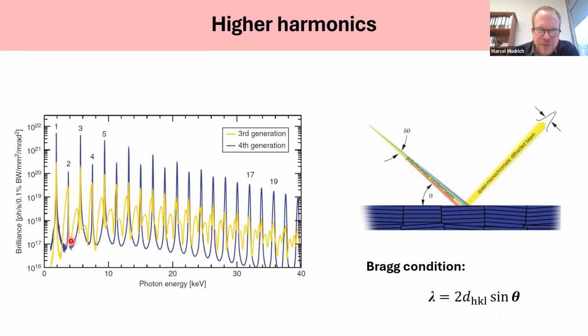And I just remind you how the undulator spectrum looks, the radiation coming from the undulator. The most intense contribution is this first harmonic from the undulator. But there's also some second, third harmonic, and so on inside the spectrum of the undulator.